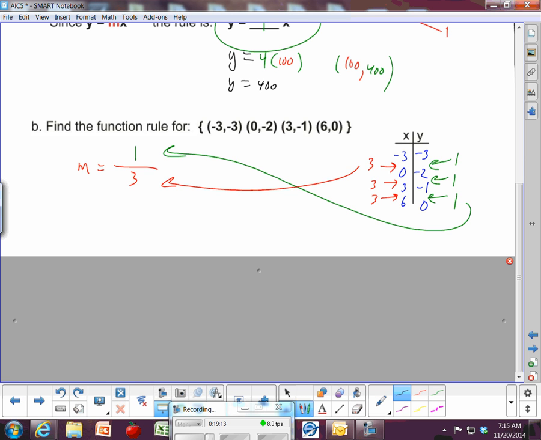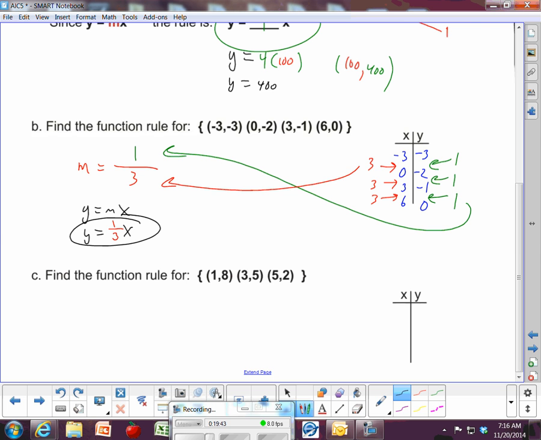How do we finish? Remember, y equals mx. All we've got to do is stick the value of m into the template, and we get y equals 1/3 x. And once again, we can now find every other xy pair. All of them, now that we have the rule. A lot of value there.